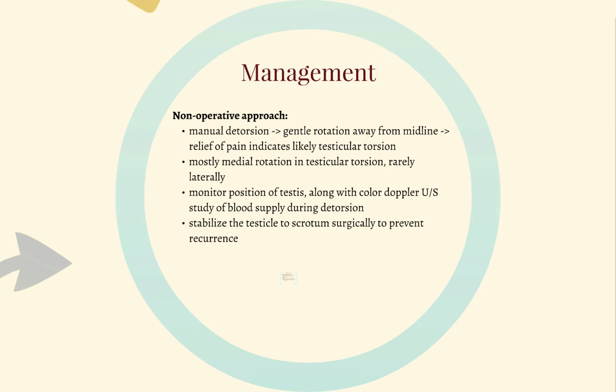Relief of pain, change in positioning of testes to one lower, shifting orientation from horizontal to longitudinal, and return of arterial pulsation detected through color Doppler ultrasound study. Despite successful manual detorsion, it is necessary to do surgical exploration in order to stabilize the testicle to the scrotal wall, preventing recurrence.